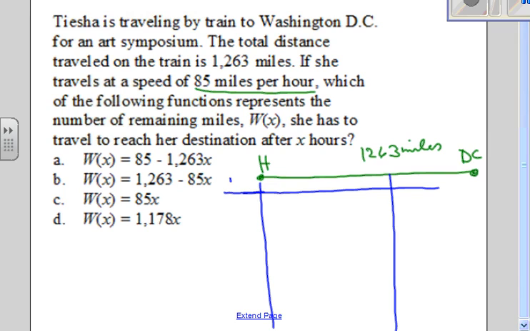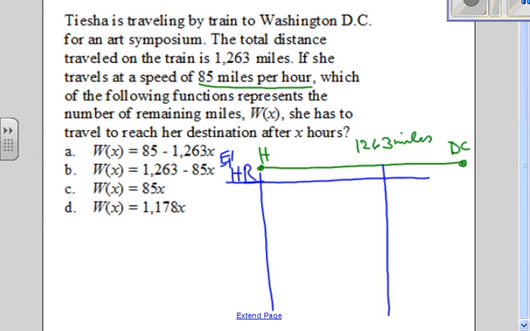Okay, so here's hours elapsed, E-L-A-P-S-E-D. After 1 hour has elapsed, she's done 85 miles, and you would take that and subtract from 1263. 1263 minus 85 times 1, again use your calculator, is 1178. And this is how much is remaining to travel.